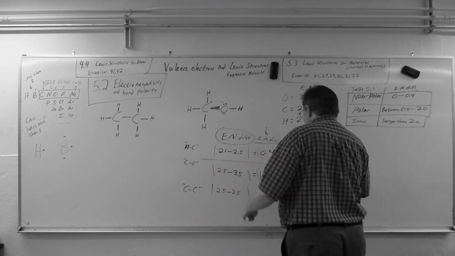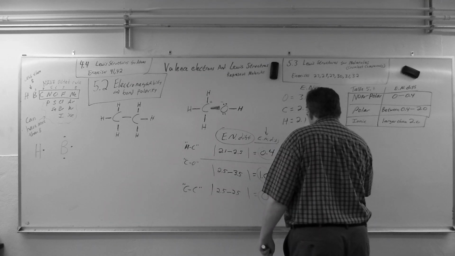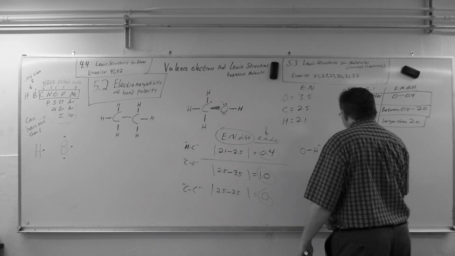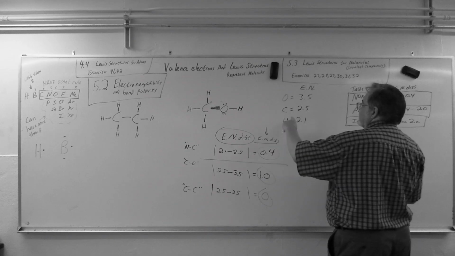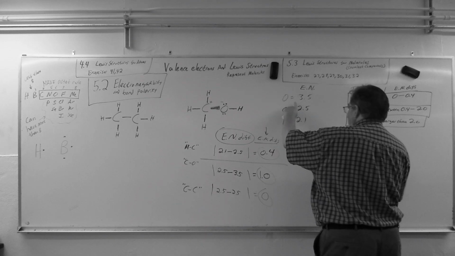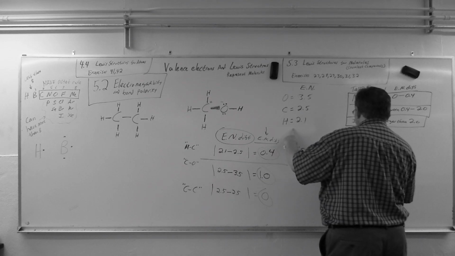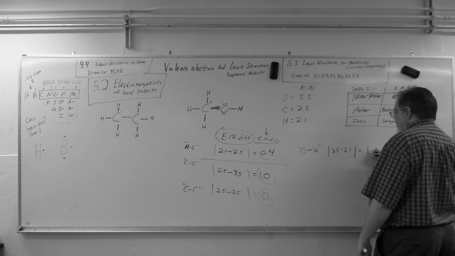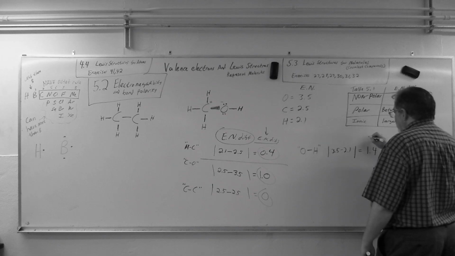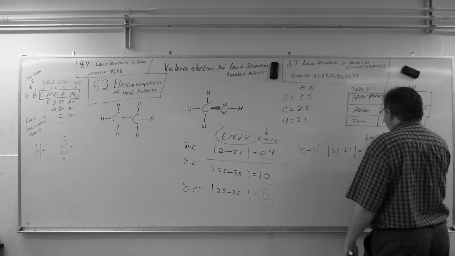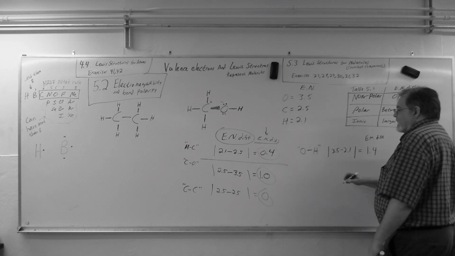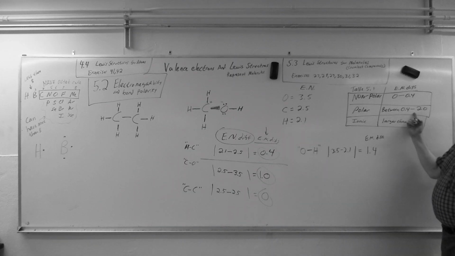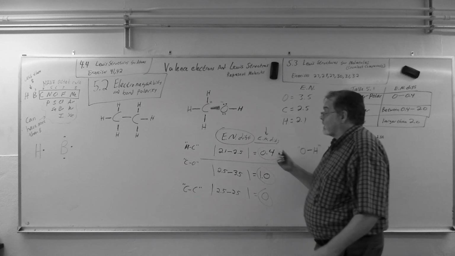Oxygen to hydrogen. I haven't done that one. Oxygen to hydrogen. So absolute value, oxygen is 3.5, hydrogen is 2.1. What's the difference there? 1.4. That's the electronegativity difference between oxygen and hydrogen, 1.4. So it's still in this range, so it is polar as well.